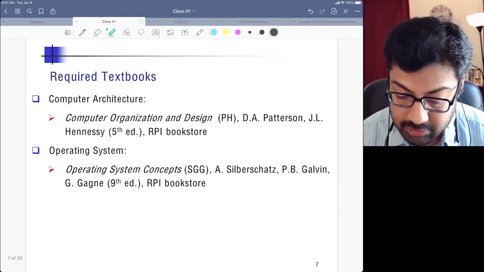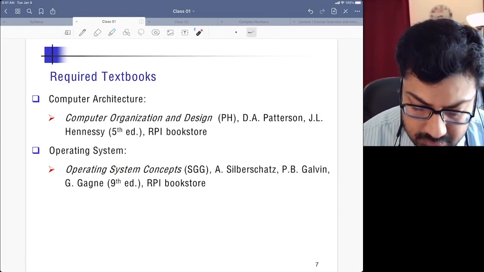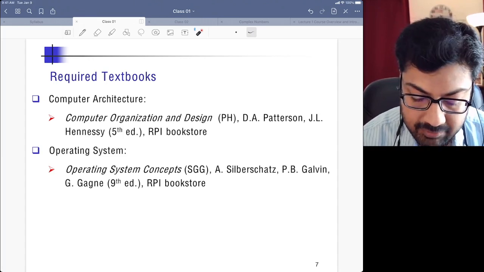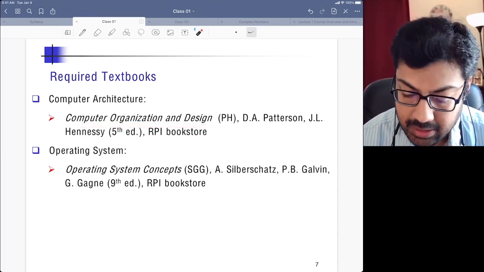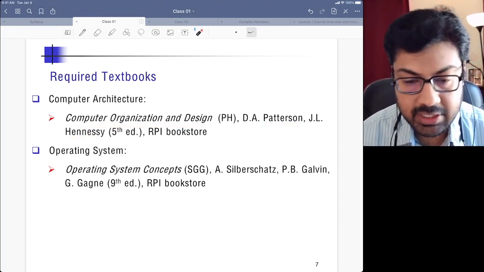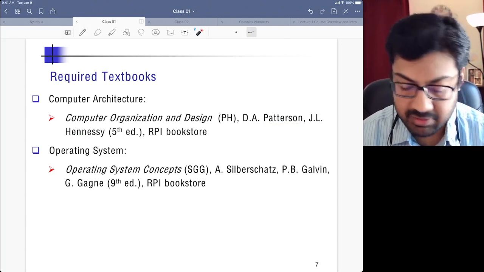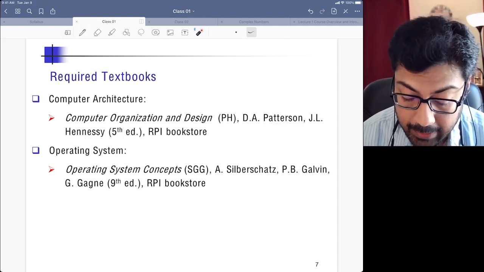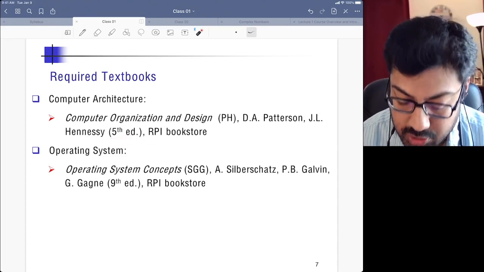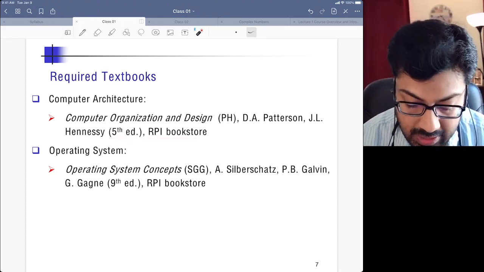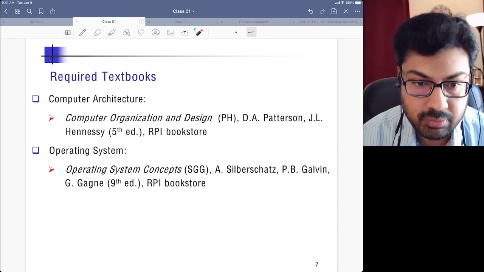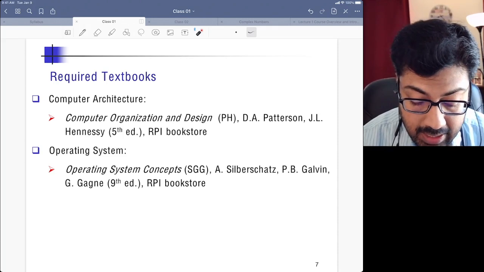Okay, now let's talk about the required textbooks. For computer organization or computer architecture, I have Computer Organization and Design by Patterson and Hennessy. It is a very popular textbook for computer architecture. It is followed by many schools. And the 5th edition of that textbook is what we are going to be using. It is available at the bookstore. And this is where we will start the course with computer architecture with the Patterson and Hennessy textbook.